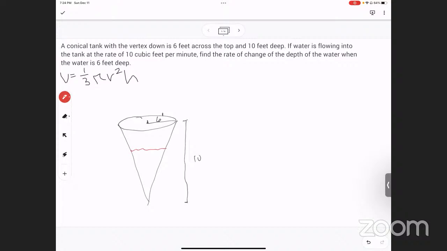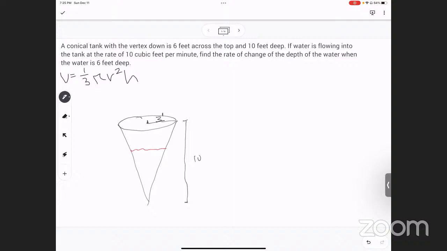Of the height. Wait, I did the whole problem with 6 as the diameter and 3 as the radius. Oh yeah, that is what it is. My bad. It's 6 feet across. You're right, thank you. So the radius is 3. So 6 feet across the top and 10 feet deep.